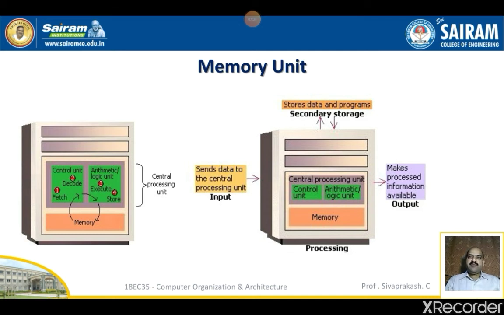A memory in which any location can be reached in a short and fixed amount of time after specifying its address is called random access memory, RAM. The time required to access one word in a memory is called memory access time.